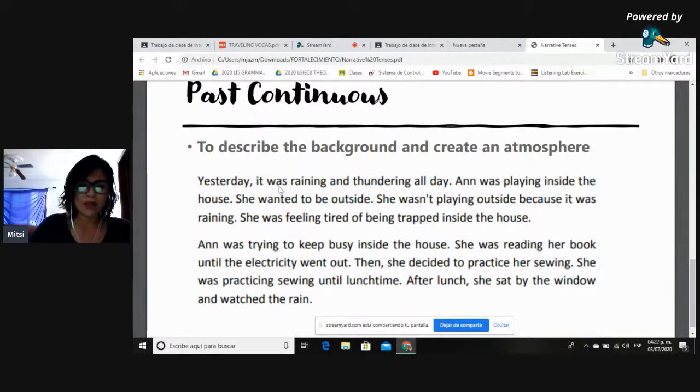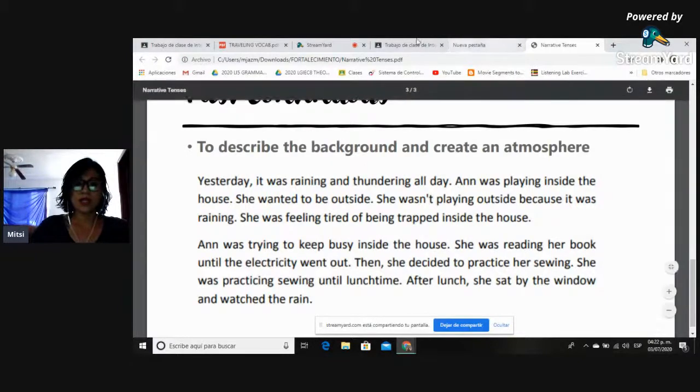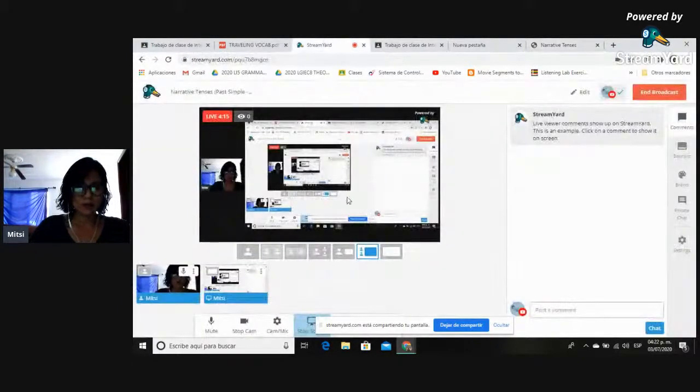This is a verb that is rarely in continuous form. If you say she was wanting to be outside, it is something that is not said in English. She wanted to be outside is more correct. Then, it is important to remember how we structure these two sentences, and let's remember that.